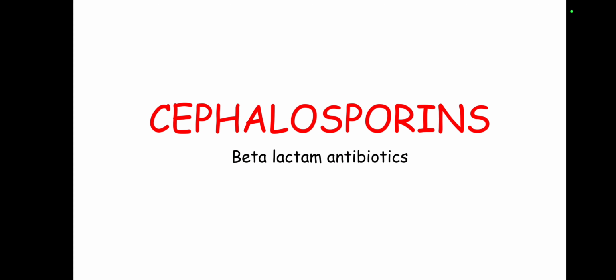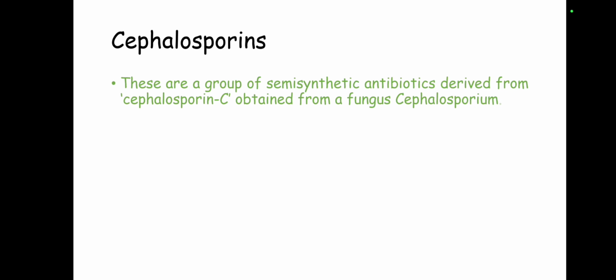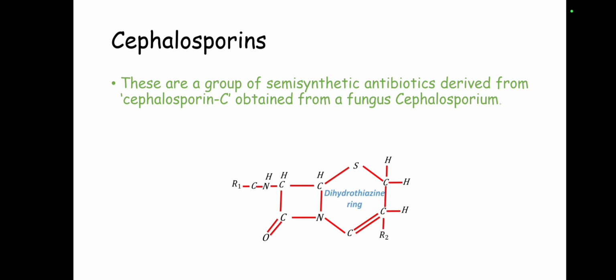So quickly we'll jump over to the cephalosporins. So our next antibiotic is cephalosporins. These are a group of semi-synthetic antibiotics derived from cephalosporin C obtained from a fungus, Cephalosporium. And this is the structure. You can see it is chemically related to penicillin, since it also contains the beta lactam nucleus, which is fused to a dihydrothiazine ring.